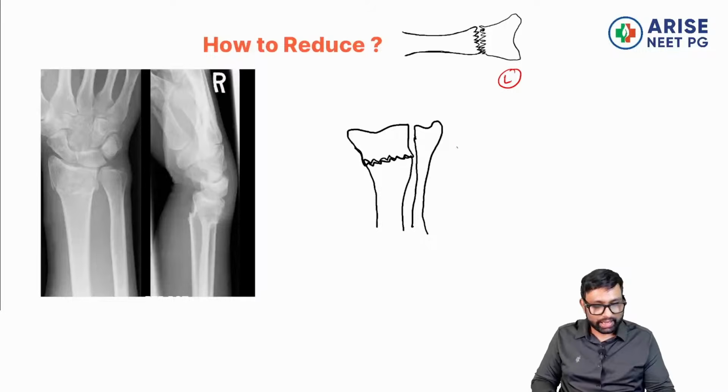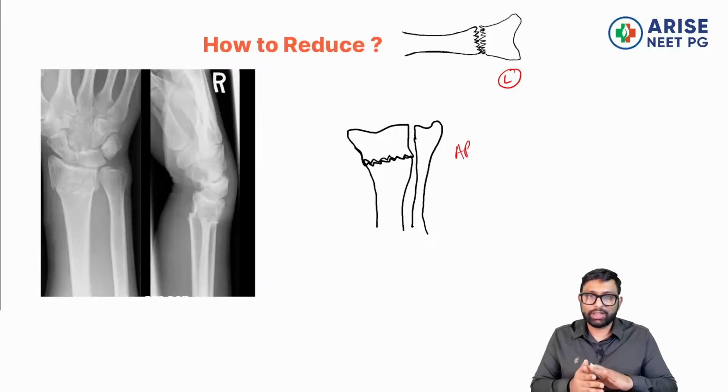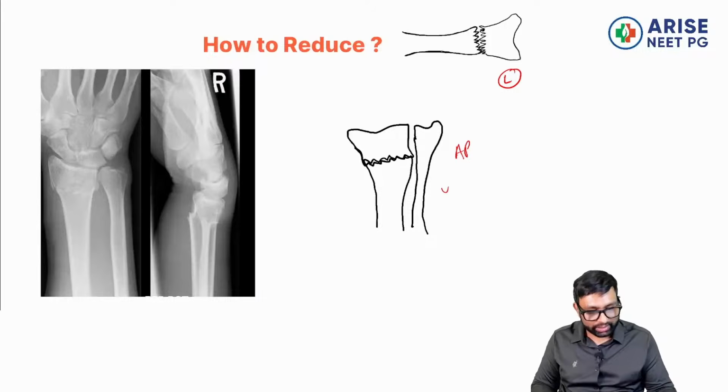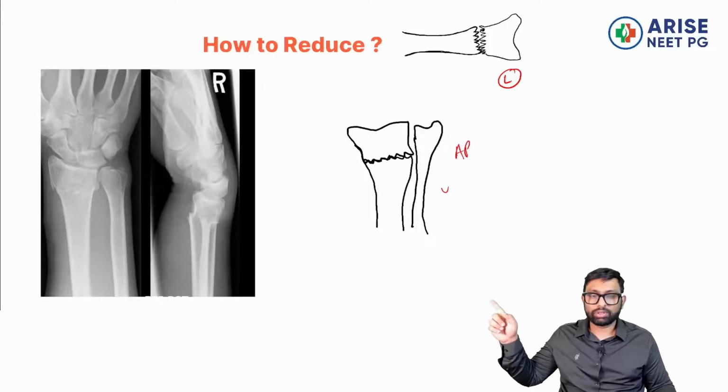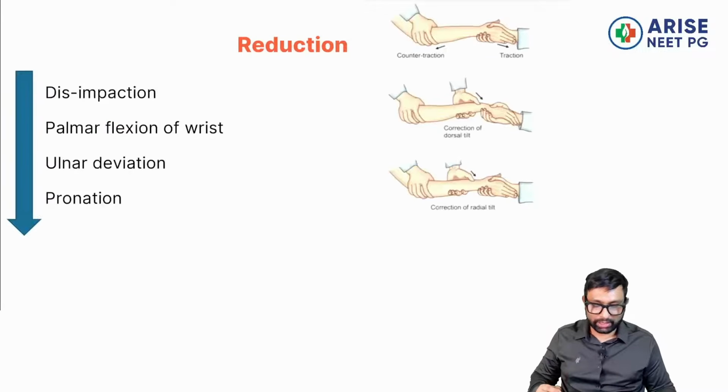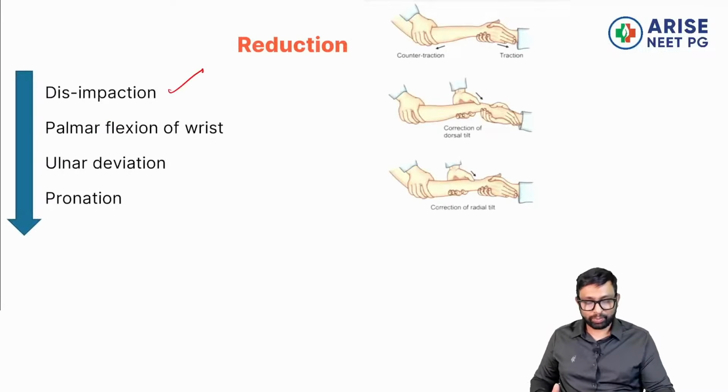Now look at the AP view. In the AP view, what is there? It is angulated radially. So you have to do a lateral deviation. So you have to do a ulnar deviation. So you do an ulnar deviation. So here, if you can look at this animation now, traction, counter traction, impaction is corrected. Then you do a ulnar deviation. So the treatment is disimpaction, palmar flexion, ulnar deviation, pronation.